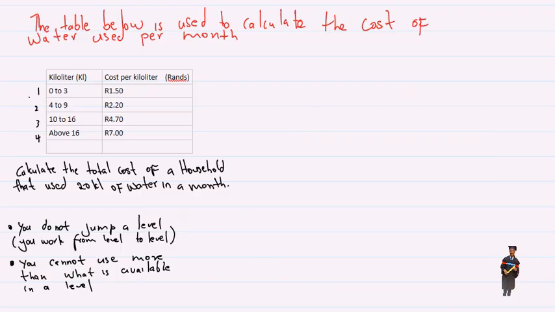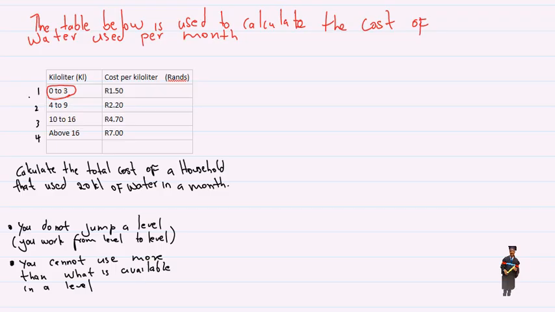So where do you begin, ladies and gentlemen? The first thing that you have to do is to determine how many kiloliters are available in each level. In order to determine how many kiloliters are available in a level, you go to your category, or I can say your range, and then you look for the limit. The limit is this number.